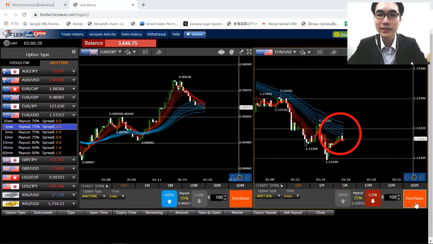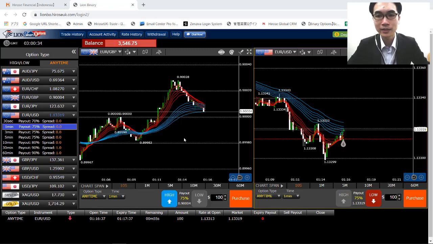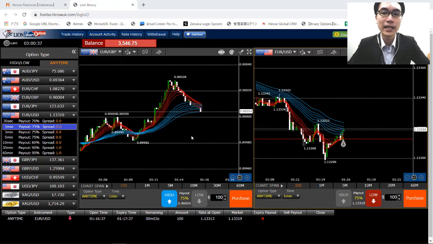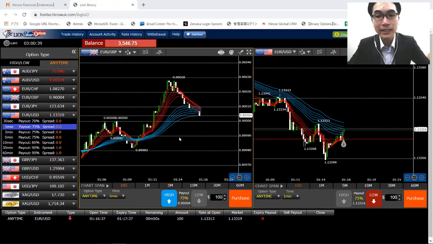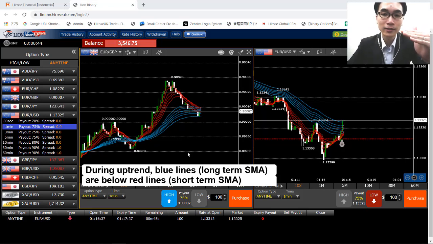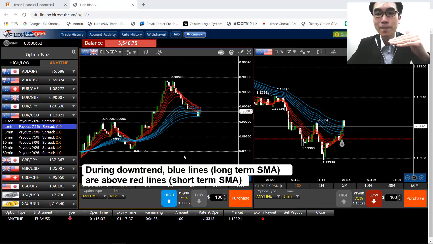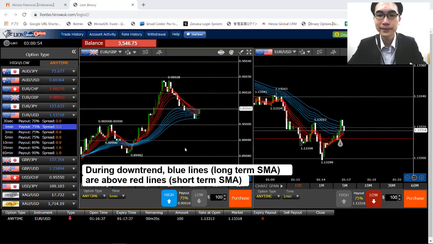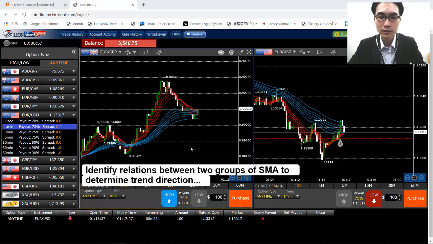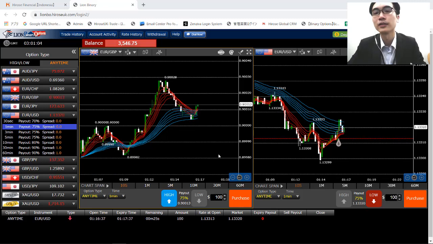Okay, looking on the right there, I place a low option there. Just a reminder for you on how to identify the trend direction using the GMMA. During an uptrend, the blue lines, the long-term SMA, are gonna be below the red lines. But during a downtrend, the blue lines are gonna be above the red lines. Pretty simple. Just need to take a look at the relation between the two groups of lines so that you can identify a trend direction so that you can place your option.